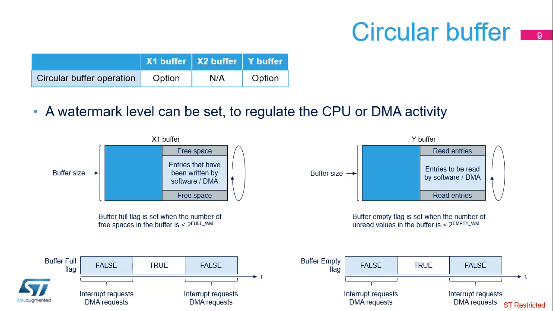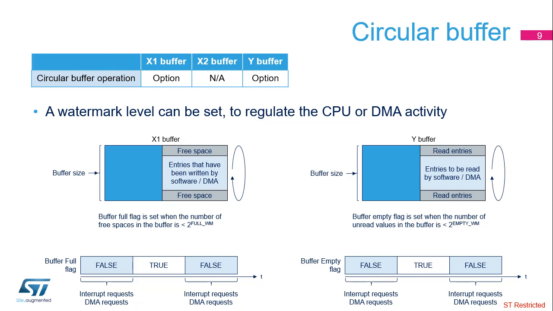Regarding the Y buffer, if the number of unread data in the buffer is less than the watermark threshold programmed in the EMPTY_WM field of the FMAC_YBUFCFG register, the buffer is flagged as empty. As long as the empty flag is not set, interrupts or DMA requests are generated, if enabled, to request reads from the buffer. The watermark allows several data to be transferred under one interrupt without danger of underflow.